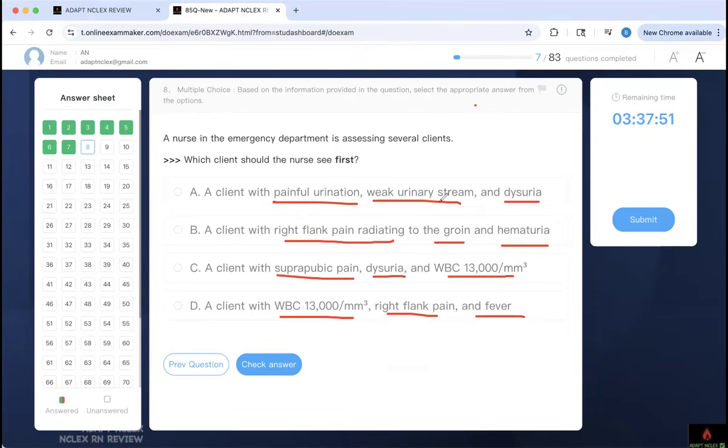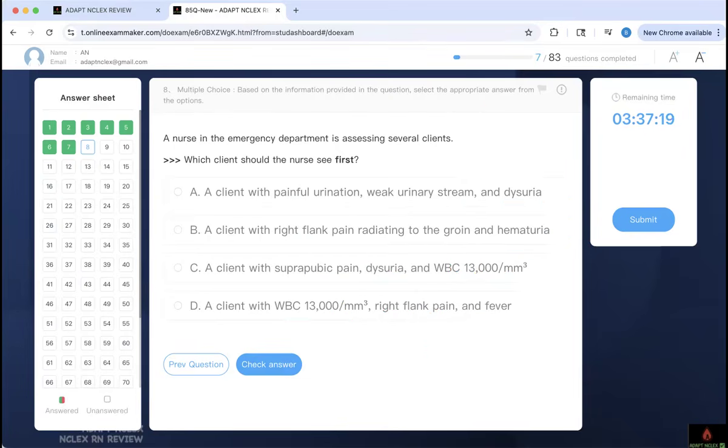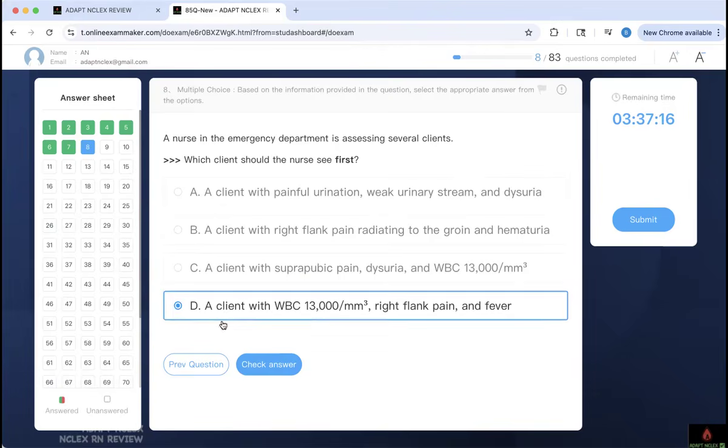Painful urination, weak urine stream, and dysuria. This may be BPH. Right flank pain radiating to the groin and hematuria. This is a kidney stone. And suprapubic pain, dysuria, and white count of 13,000. This is what? Cystitis, bladder infection. You have infection, right flank pain, and a fever. This sounds more like pyelonephritis. Pyelonephritis is more dangerous than cystitis, or a kidney stone, or BPH. Therefore, we're going to pick this patient.